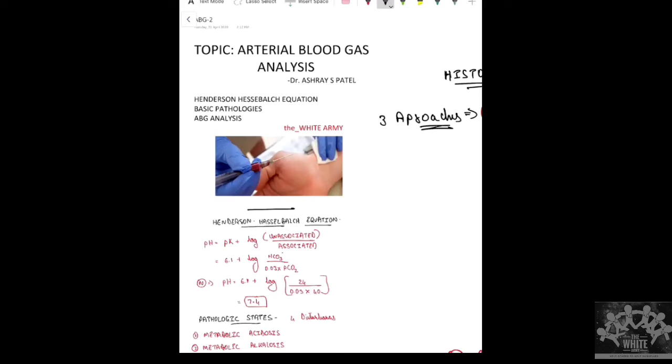Okay, fine. So let's start. Today we'll be dealing with interpretation of ABG. Yesterday we dealt with the physiology of normal acid-base balance, how it is maintained in our body, and the buffer systems. Today we'll start with ABG.